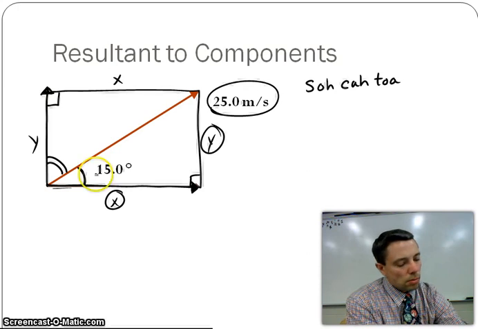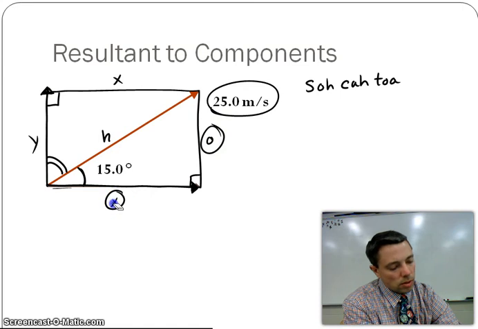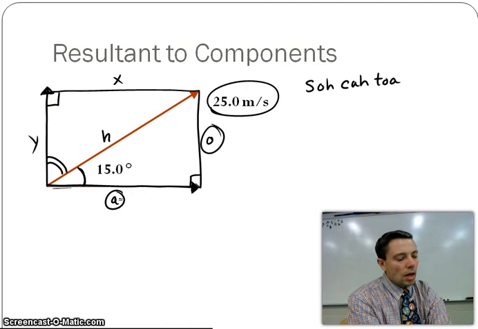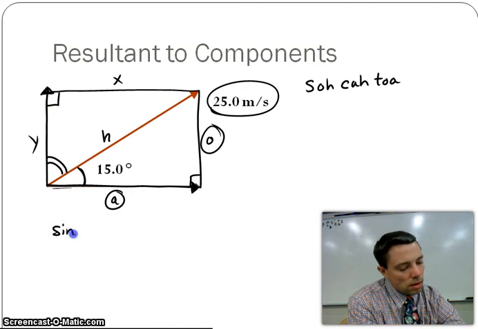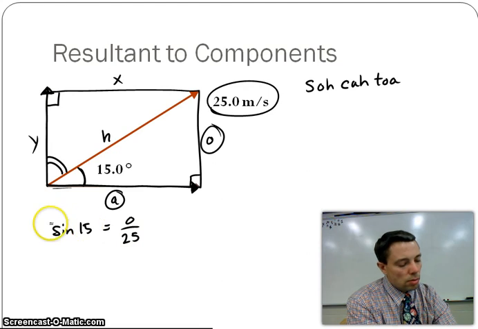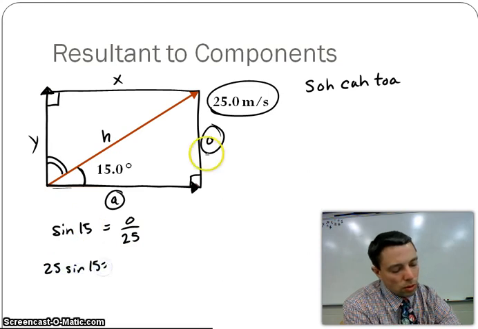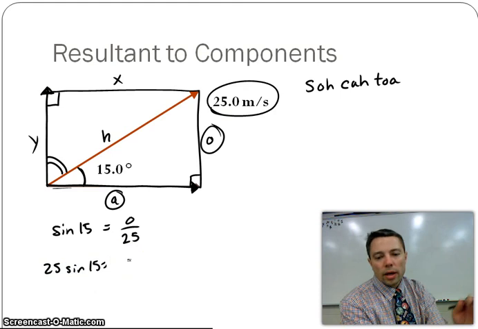So now I'm going to set this up, and I'm going to say, well, what is this side? And I'm going to look at this. This is my hypotenuse. In fact, I'm going to say that this is my side opposite. This is going to be my side adjacent. Okay? And so if I took the sine of 15 degrees, it's equal to my side opposite over my hypotenuse, and my hypotenuse was 25. So I just have to then take and move the 25 over. So 25 times the sine of 15 is equal to the side that I'm looking for, or my y component.